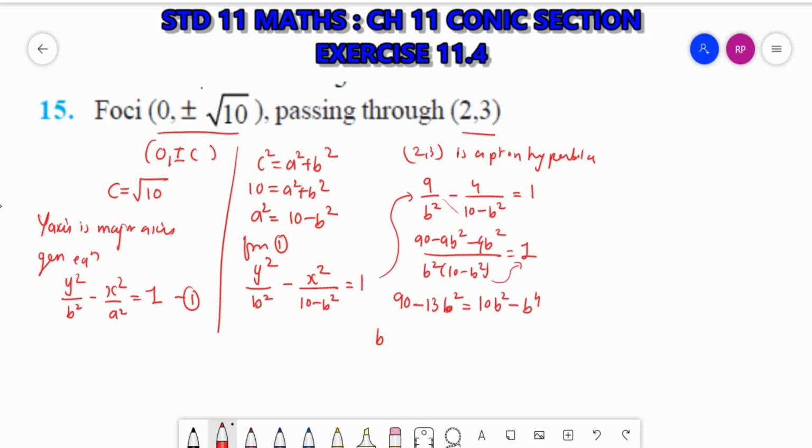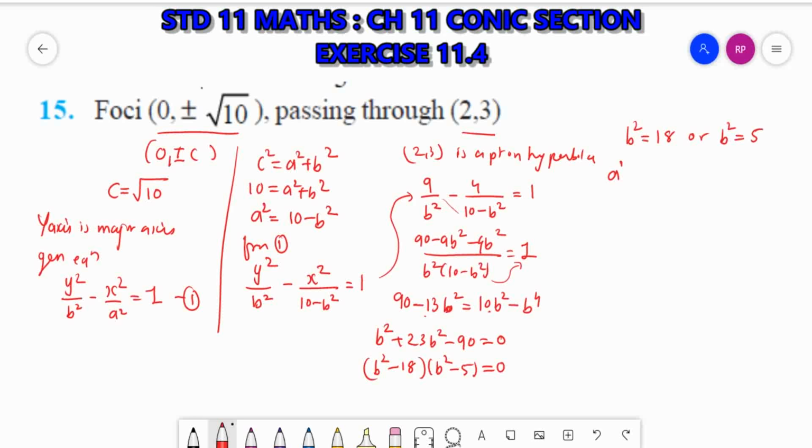Now taking everything on one side, b to the 4 minus 23b square plus 90 equal to 0. So we have to split it in two parts. The product must be 90 and the sum must be 23. 18 fives are 90. So this will be b square minus 18, b square minus 5 equal to 0. Okay. So b square will be equal to either 18 or 5.